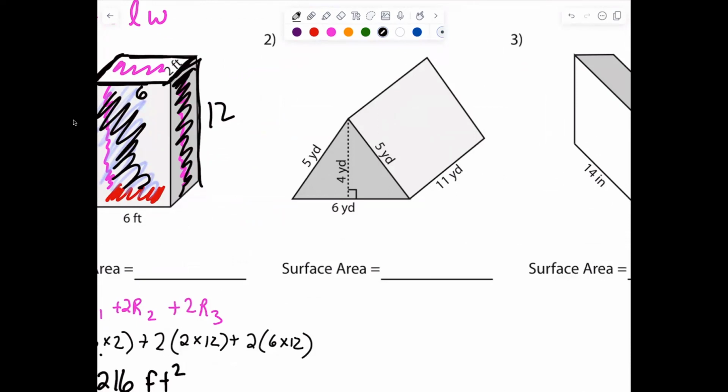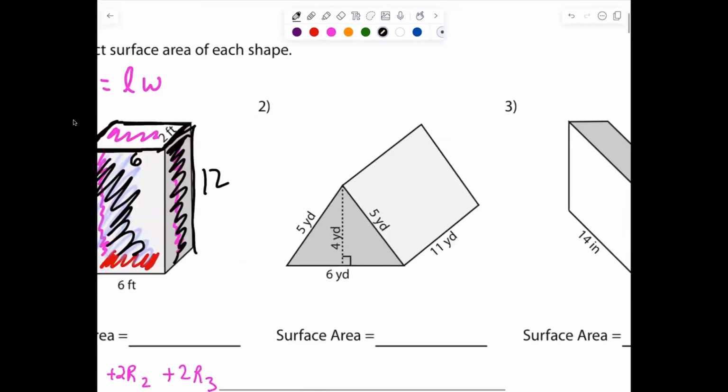All right, now this shape is made up of what types of shapes? Triangles and rectangles. So right above it, I need the area formula for a triangle. Area of a triangle is what?